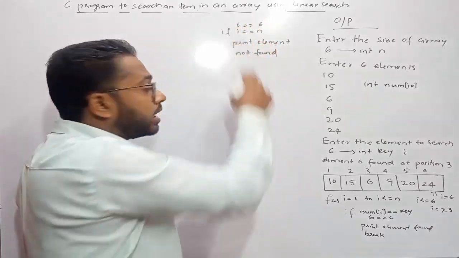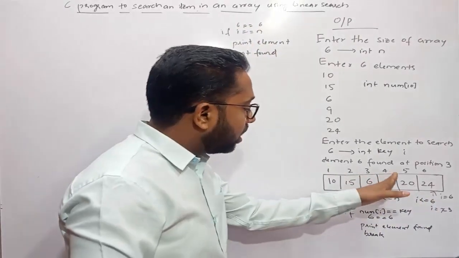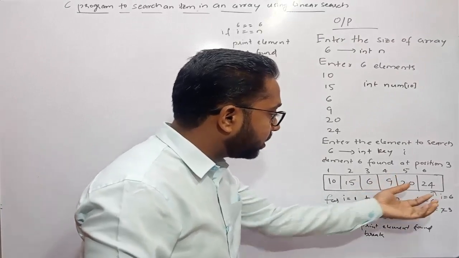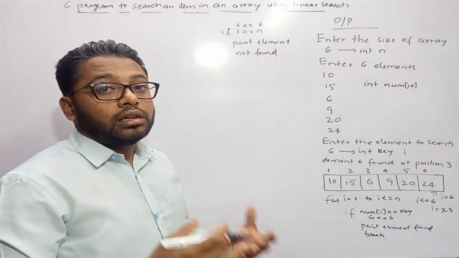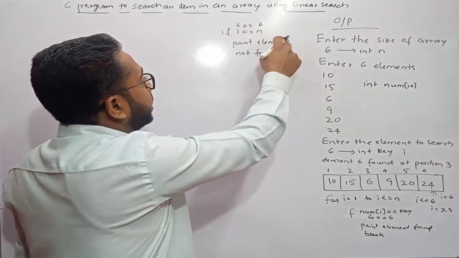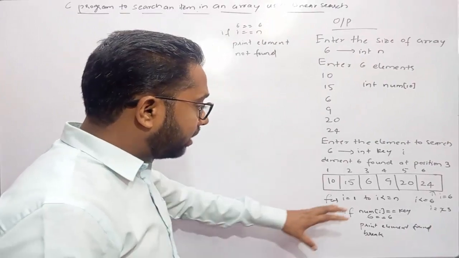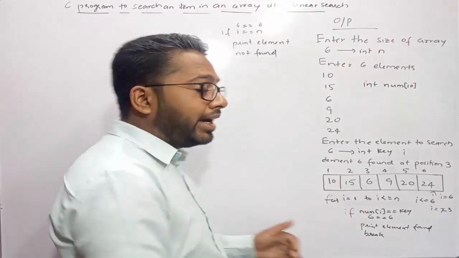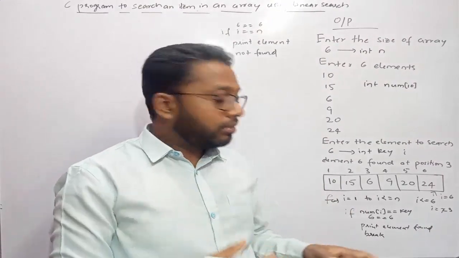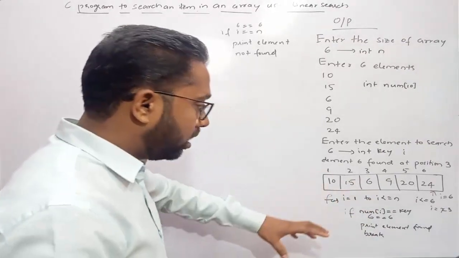So if this is the case, that means I have completely searched each and every index or each and every position of this array, but I didn't find the search key. That's why I will print the message "element not found". So this is the complete logic of finding an item in an array by performing the linear search. I hope you guys have understood.